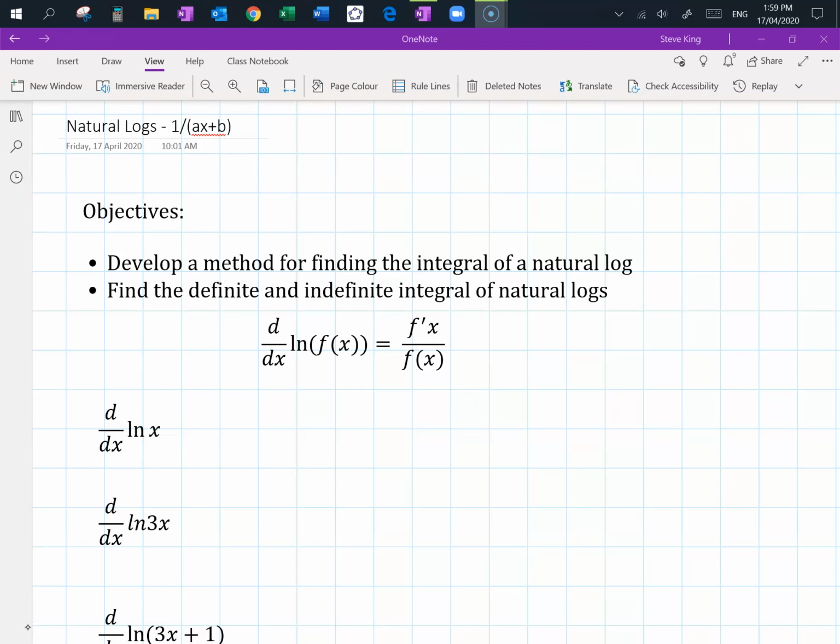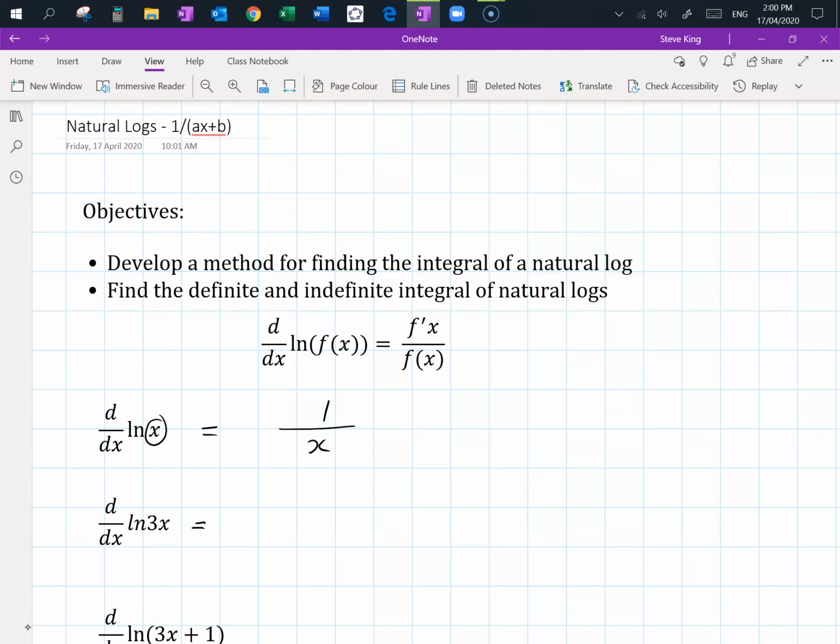Hopefully you'll remember the formula that we've used when trying to find the derivative of a natural log, and I give it to you there. The derivative of the natural log of some function f of x is going to be a fraction. First of all, we're going to find the derivative of that function, and then we're simply going to place it over the function itself. So if I take this first example here, the derivative of ln x, well, I find the derivative of x, that is just 1, and I put it over the function, which is just x. So the derivative of ln x is 1 over x.